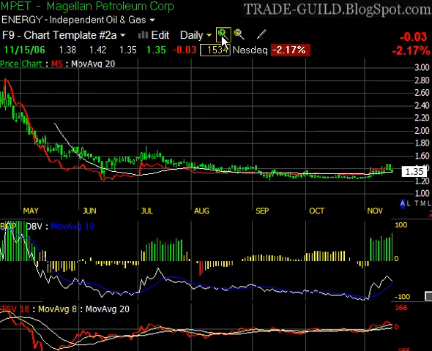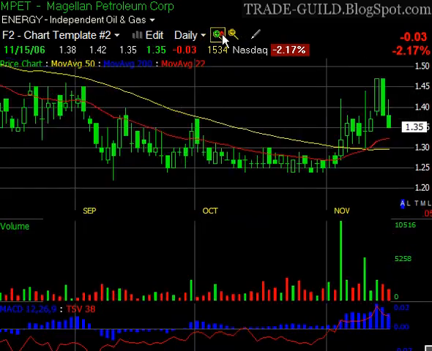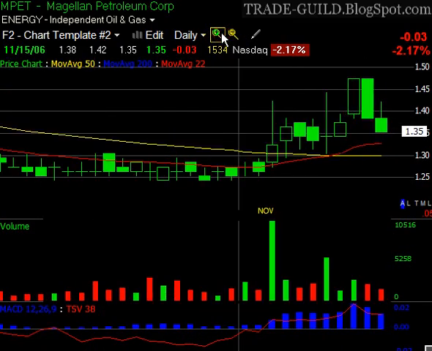If we take a look at just where we can maybe enter on this, it looks like $1.35, maybe down to this 22-day moving average here at about $1.32 would be an interesting place to enter. I think the 50-day moving average here in yellow would be a reasonable area to stop out under that 50-day moving average in MPET. Again, very speculative stock, so like I said, keep the stops wide and keep the position small. That's how I like to play them.